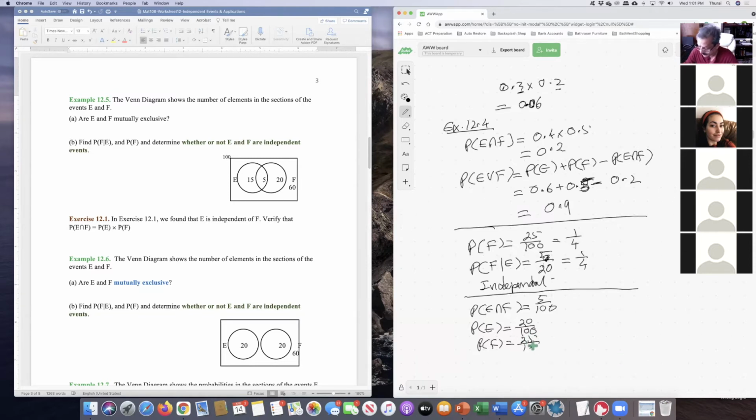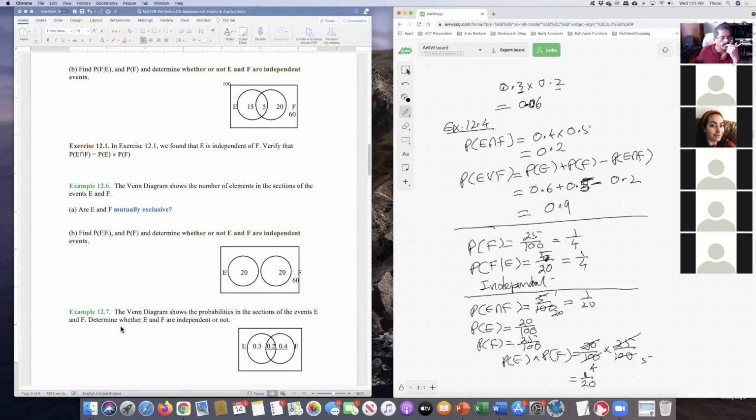So probability of E times probability of F is 20 over 100 times 25 over 100. Okay, 25 divides 100 into 4. 20 divides 100 into 5. So it's equal to 1 over 5 times 4, 1 over 20. And this is also 1 over 20. So they are equal.